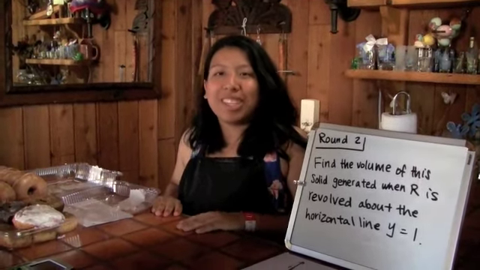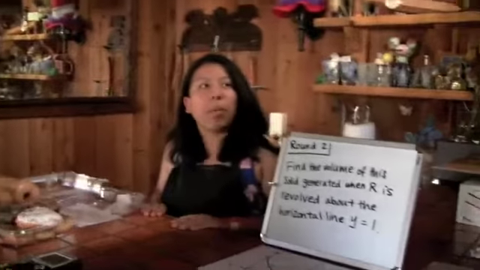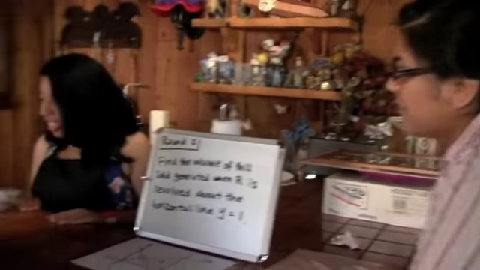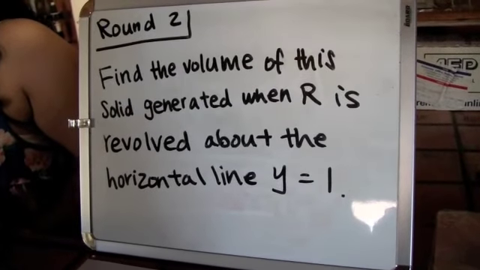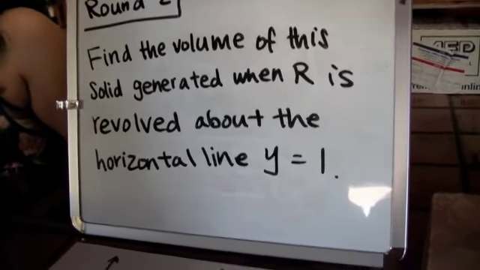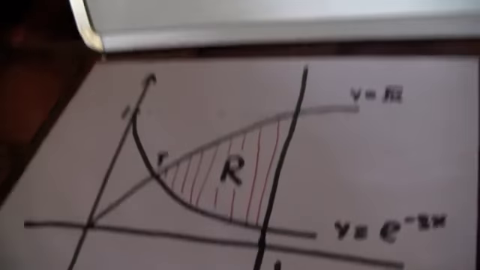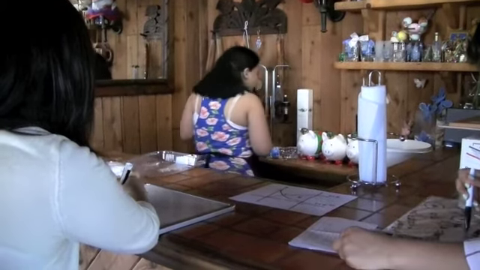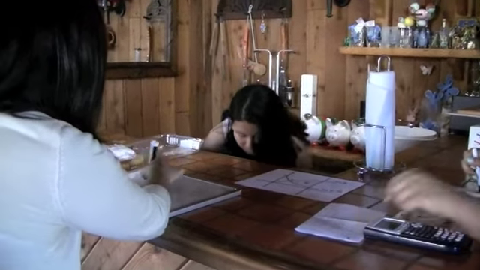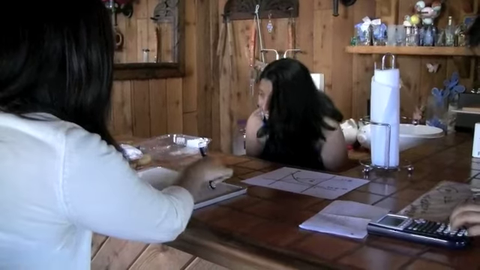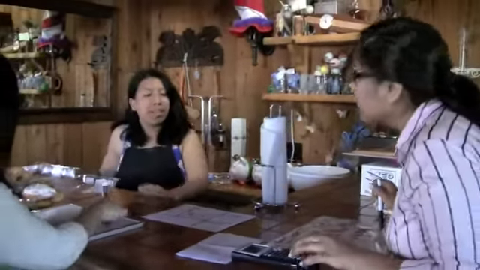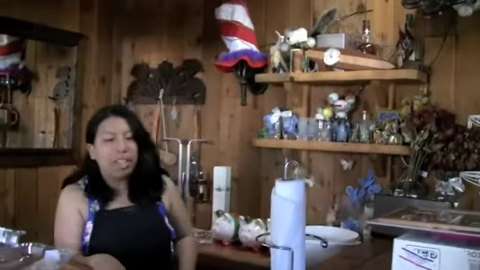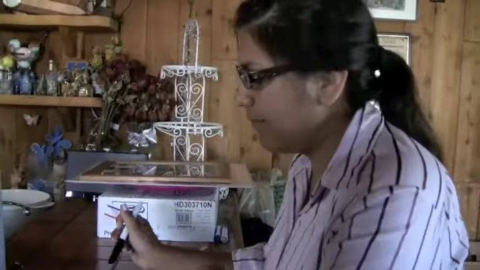Good job, Joyce. Now we're going to go on to part 2, which is you have to find the volume of the solid generated when R is revolved about the horizontal line y equals 1. You may now begin. They're so hot. Oh wait, time. Alrighty, so please show me how you got your answer.